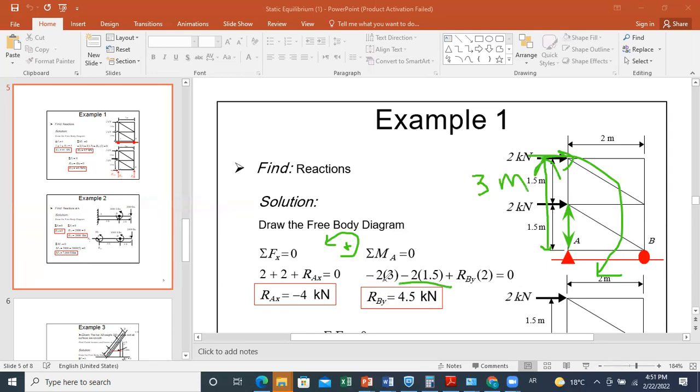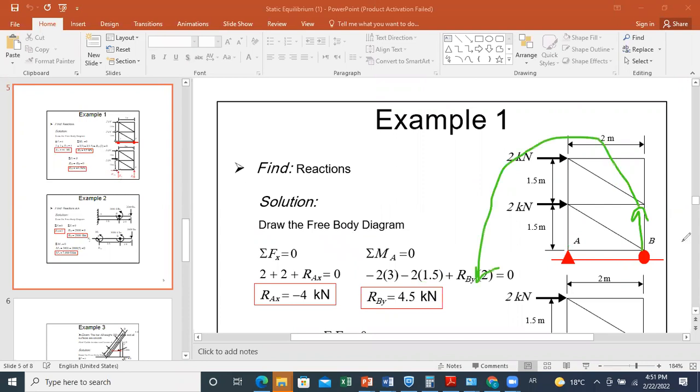Okay, so this is rotating in the counterclockwise direction, plus. Why do we have positive now? Because look, this is BY. Now, if you look at your figure, BY is tending to create a rotation in this direction, which is counterclockwise. And since I selected this direction as positive, it's plus BY times this distance. This distance is 2. So I add plus RBY times 2 equals 0.